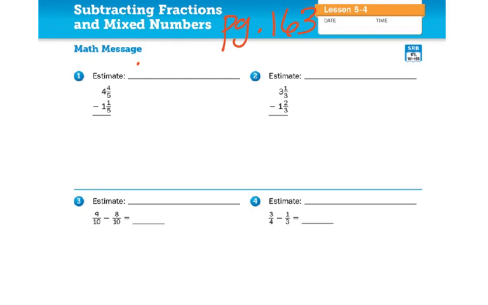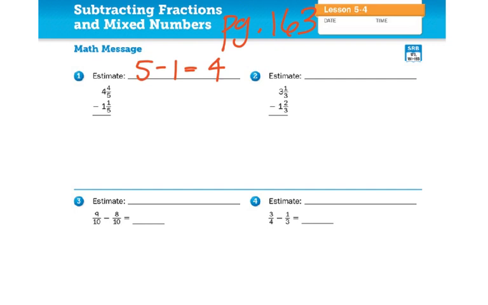4 and 4/5 is pretty close to 5. 1 and 1/5, we'll just call that 1. 5 minus 1 is 4. Our answer should be close to 4. If we end up with something like 7, we know, ooh, did we add instead of subtract?